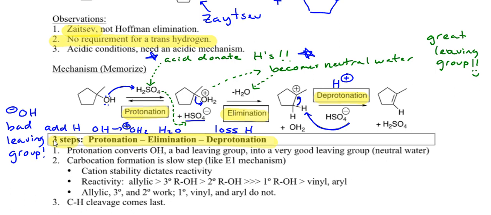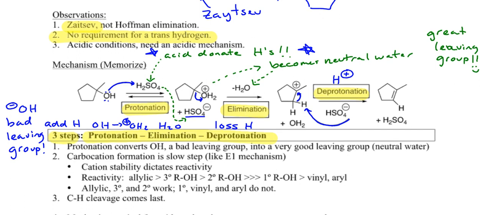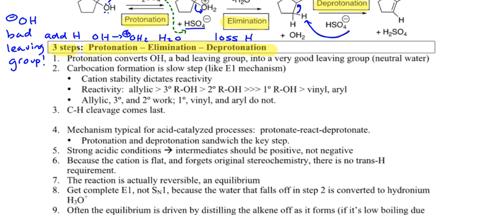So a couple things under here. There's a lot written here, but you want to understand reactivity. The location of my alcohol is similar to the location of a bromine. So I want reactivity. Okay, what's bad? Primaries, vinyls, things like that. Allylics, tertiaries, secondaries are great.